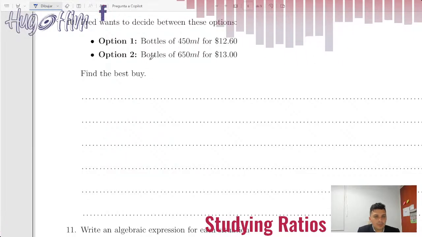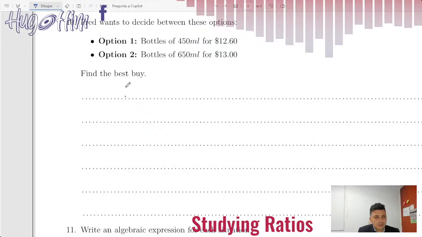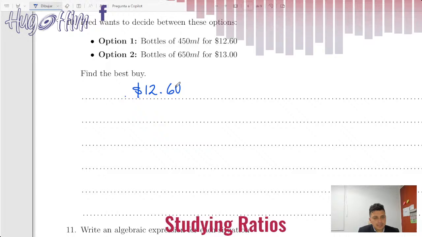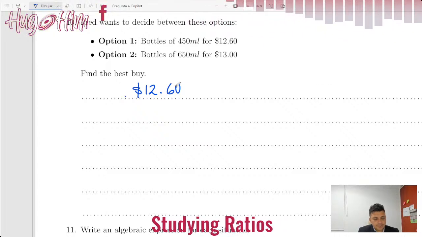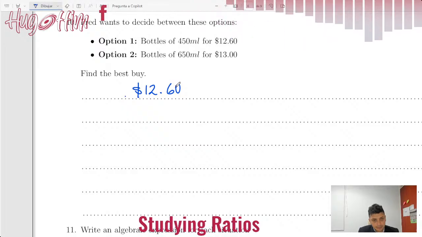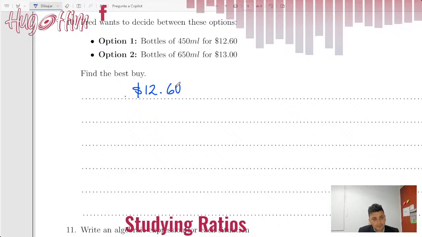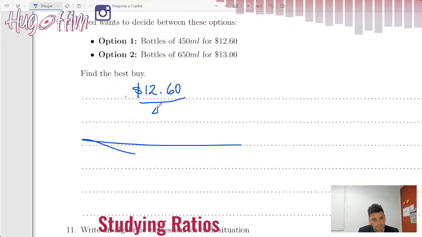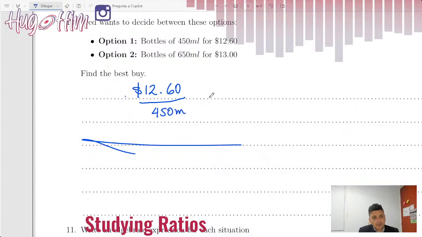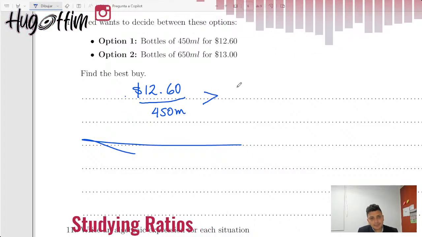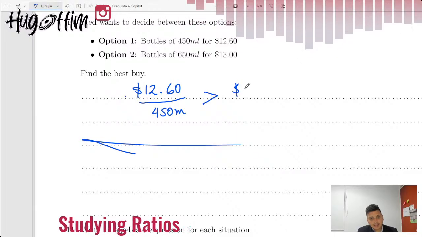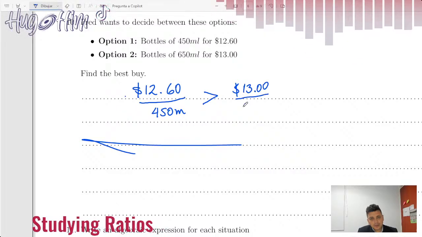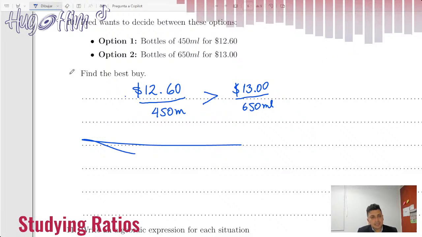Okay, everybody, so now I want to know the best buy, so I want to know if $12.60 over, that is the unit price, over 450 milliliters is greater or less than $13 over 650 milliliters. This is what I want to know.